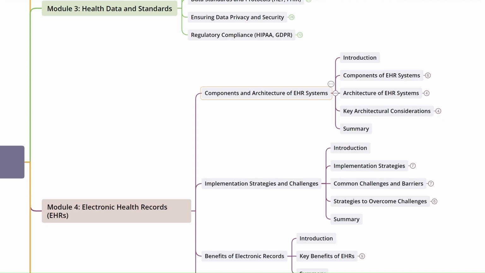all patient related information. This module explores the technical underpinnings of EHR systems, discussing how they integrate with other health information technologies such as practice management systems and health information exchanges, also referred to as HIEs. By familiarizing yourself with EHR architecture, you'll gain insights into how these systems facilitate effective communication between healthcare providers, boost care coordination, and improve patient safety.